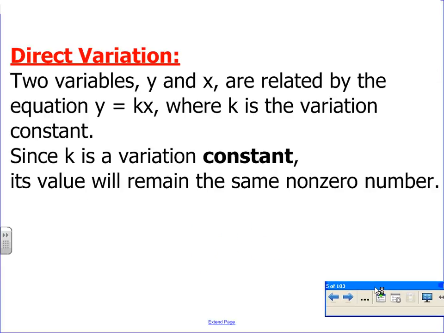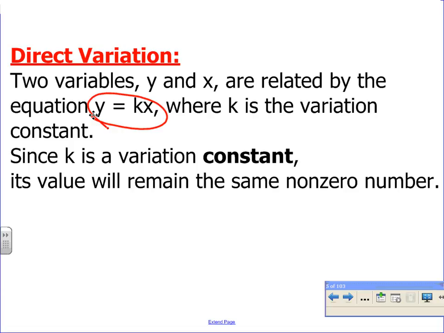Oh, here it is. Okay, direct variation. The most important thing here is this equation. You can write down whatever you need to, though. Okay, so here's what the book says. 2 variables, y and x, are related by an equation. The equation that they are related by is, with the one I circled, y equals kx. K is the variation constant. Since k is the variation constant, its value will remain the same non-zero number.